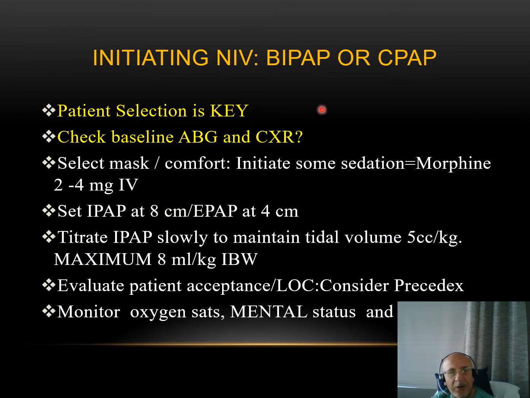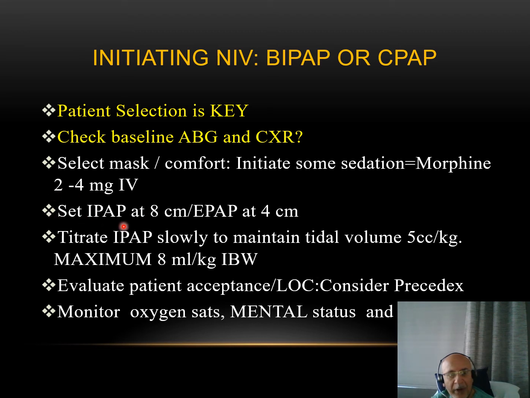Initiating the patient on non-invasive ventilation with BiPAP or CPAP, patient selection is key. It is important to get a baseline blood gas and a chest x-ray, select the right mask, initiate some small amount of sedation with morphine. I would recommend 2 to 4 milligrams IV that can be repeated in 15 minutes if the patient has not become comfortable, and then consider Precedex if the patient continues to require some level of sedation.